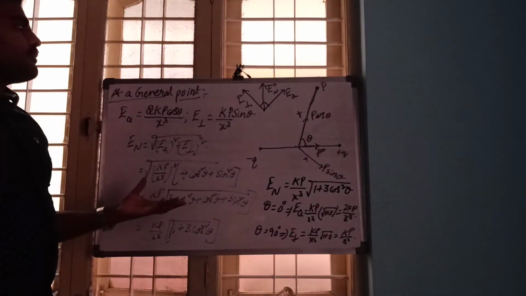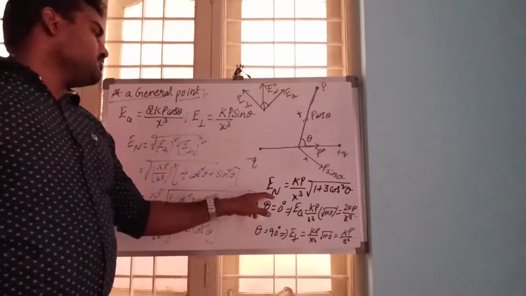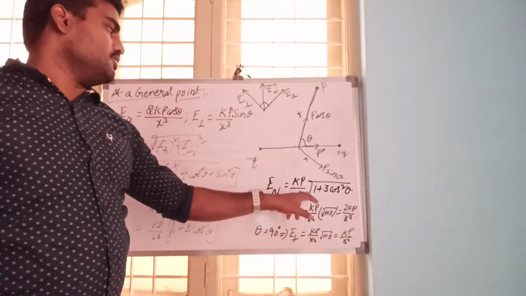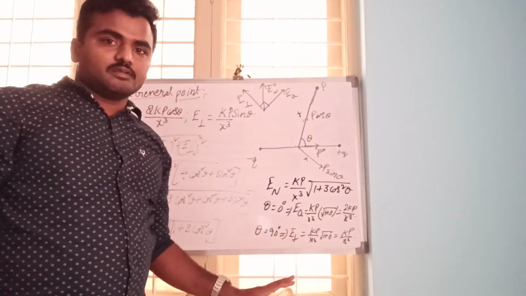So at a general point, or at any given point, the net electric field will be E net equals kp by x cube root over 1 plus 3 cos square theta. Clear?